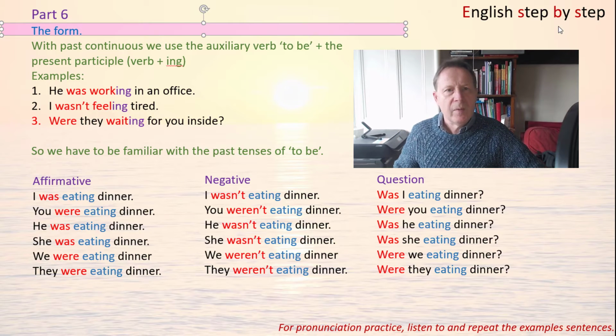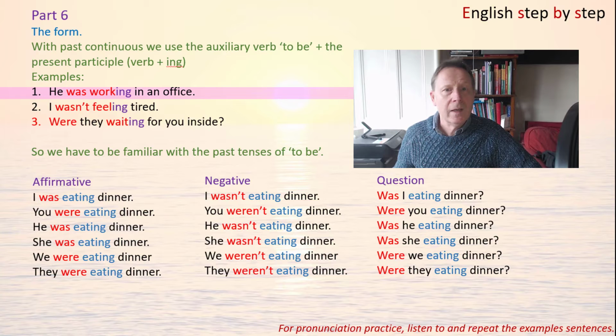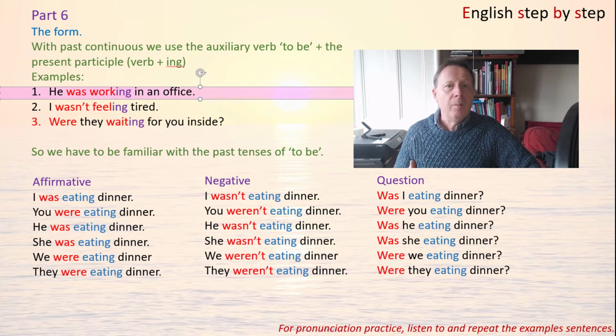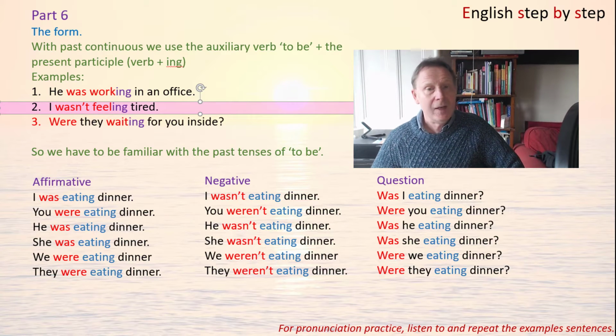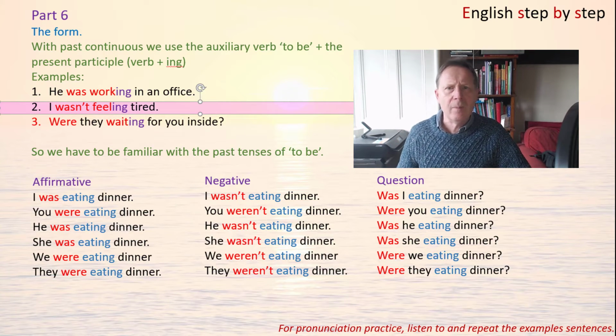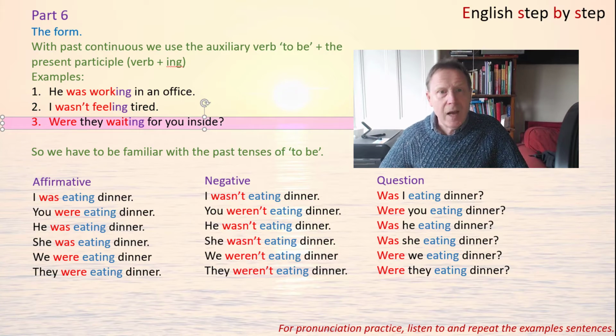So let's look at some examples. Example number 1 here: He was working in an office. So we can see the auxiliary verb, past tense of to be, was. And then we have the infinitive work plus ing to change it into the present participle. Example number 2 is a negative example: I wasn't feeling tired. Example number 3 is a question: Were they waiting for you inside?